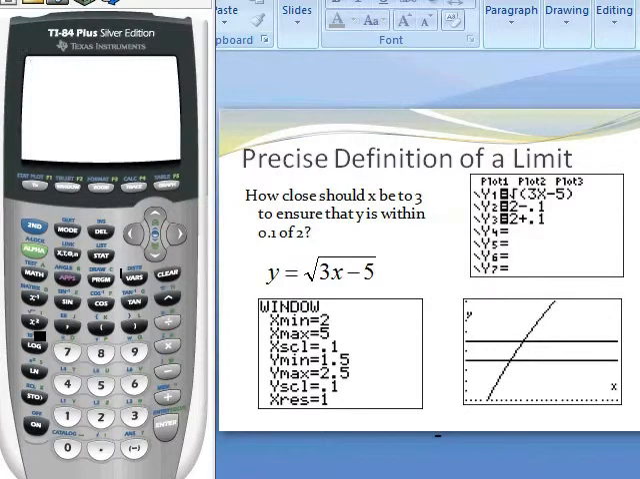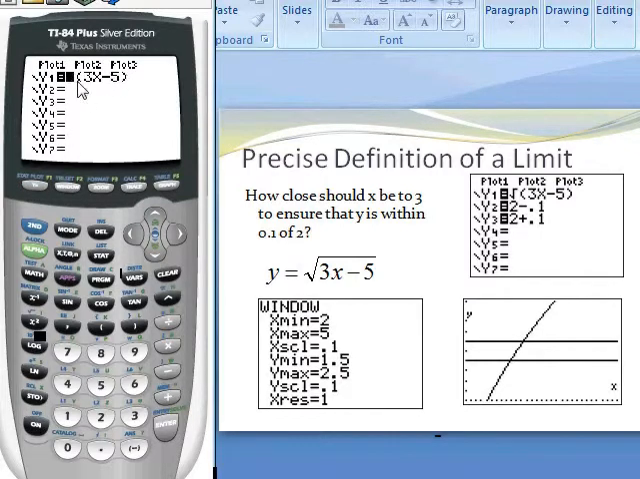Here's the precise definition of a limit problem. One example: how close should x be to 3 to ensure that y is within 0.1 steps away of 2? Here's my function, y equals square root of 3x minus 5. What does that look like? I will go and put it in. Square root of 3x minus 5.